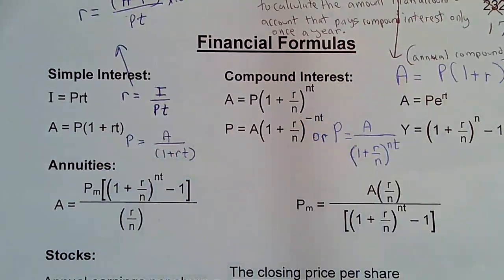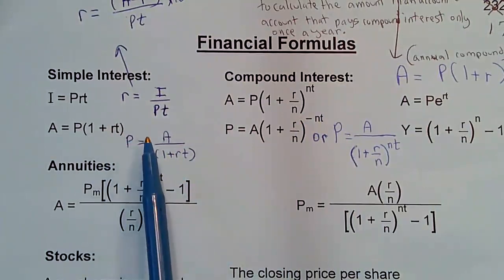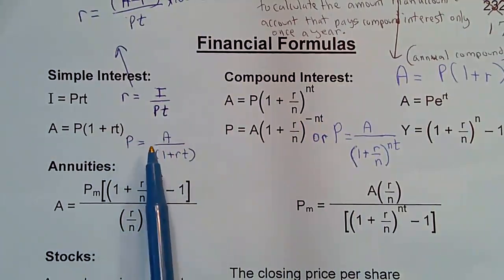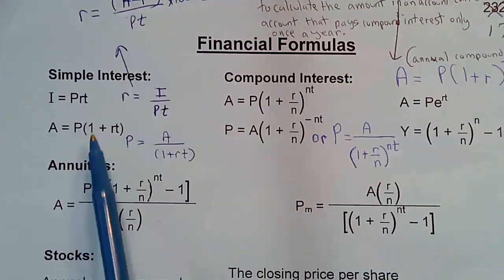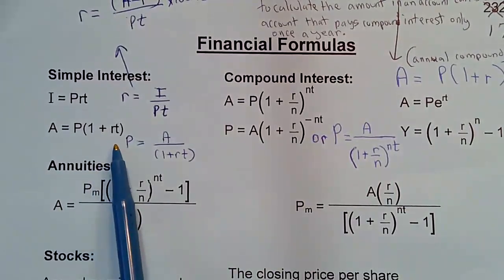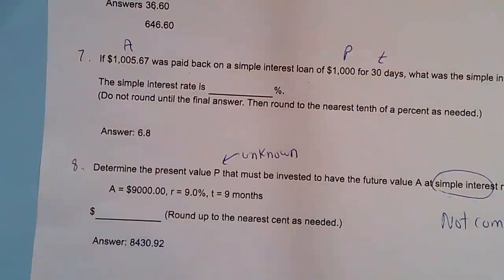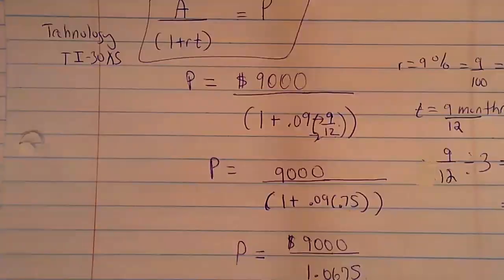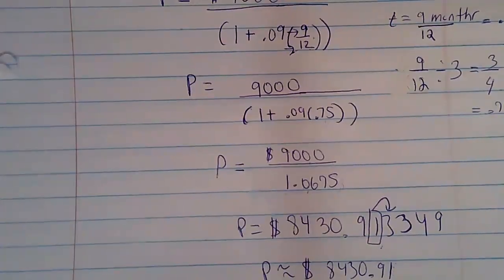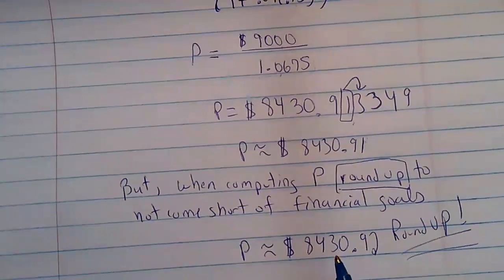I'm trying to help you understand how to know which formula to use. Why did she know to use this formula? Because it just said that it was simple interest. It didn't have any word about compound interest. So I didn't have to come into here. I just had to work with this, but I still had to solve for P because it said determine the present value. So how much do I have to invest so that after 9 months we want to have $9,000 accumulated, saved up? That's your financial goal. And so they're saying you would have to have almost $9,000 put in: $8,430.92.